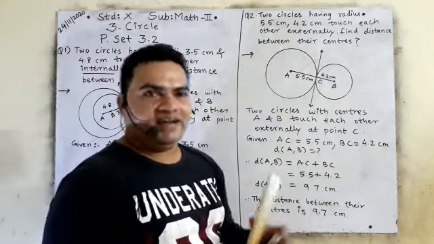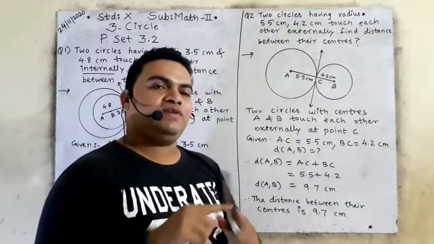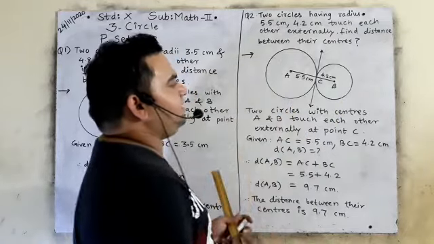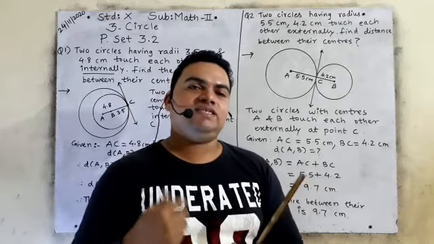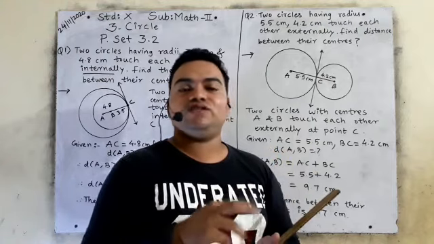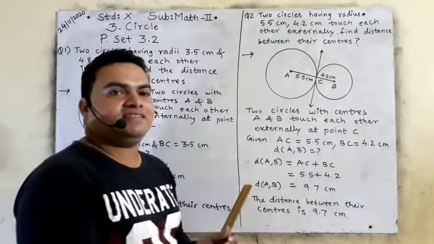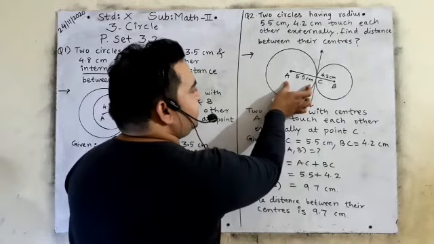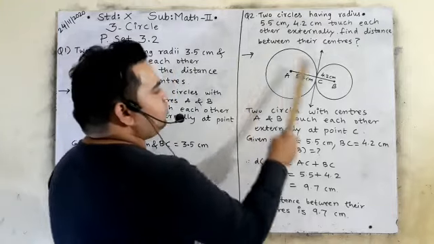Now see question number 2. Two circles having radii 5.5 centimeter and 4.2 centimeter. Of course, one radius will be bigger and one smaller. They touch each other externally. I told you, when two circles touch each other externally, the distance between the centers of the two circles is equal to the sum of their radii, meaning addition of their radii. Here we will add the bigger radius plus the smaller radius. Is it clear?